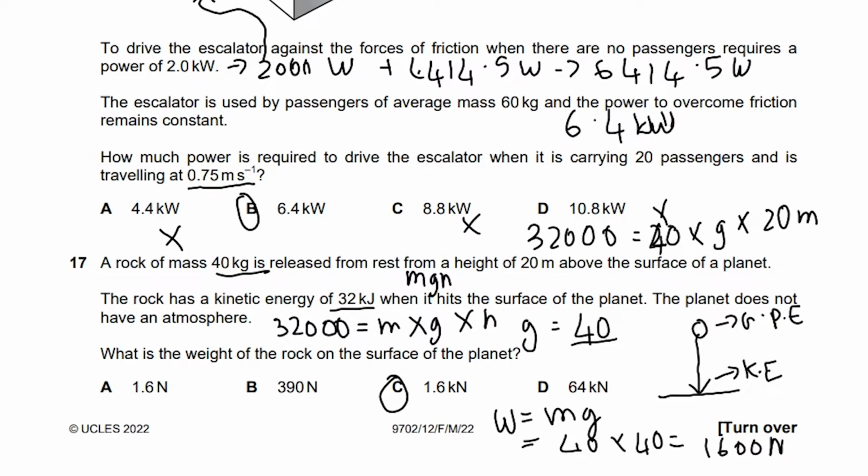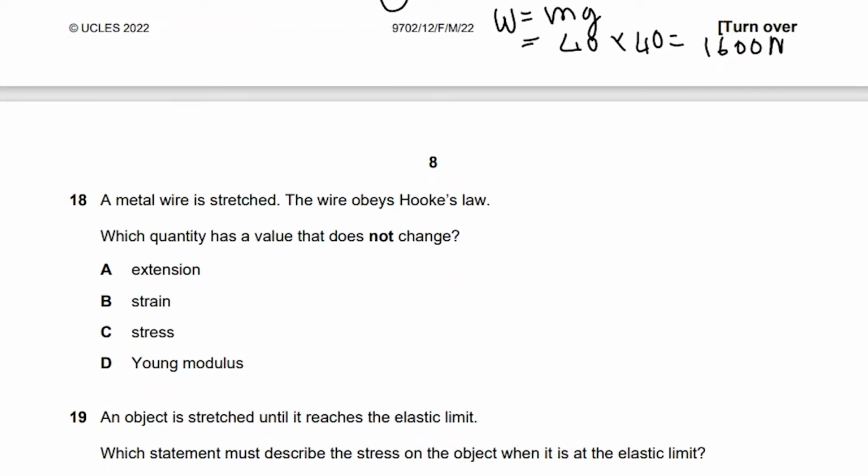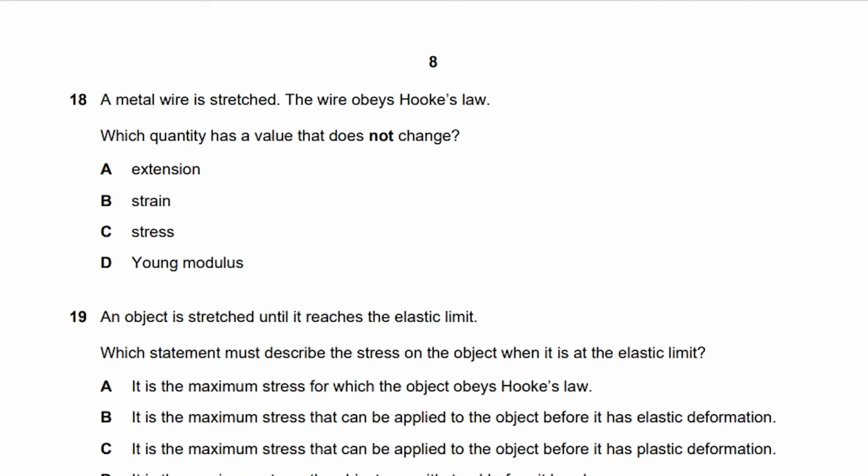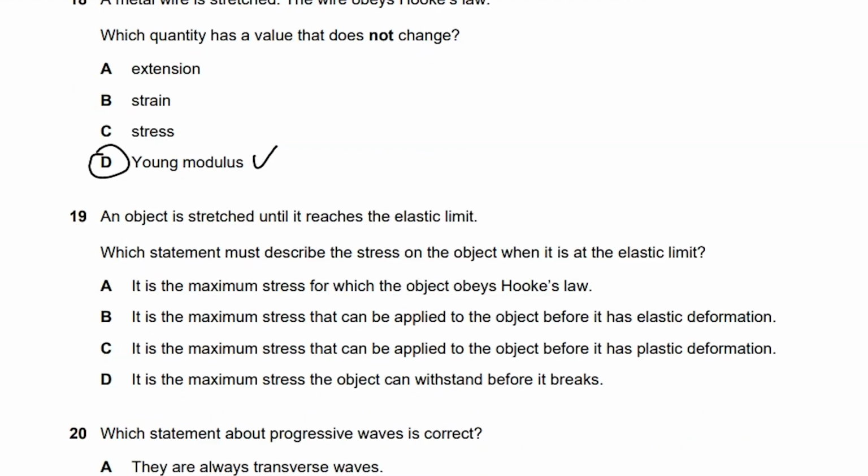Let's move to question number 18. A metal wire is stretched. The wire obeys Hooke's law. Which quantity has a value that does not change? The extension changes, the strain changes, the stress changes. There is only one quantity that is unique for every material, which is the Young modulus. It does not change. The answer is D.